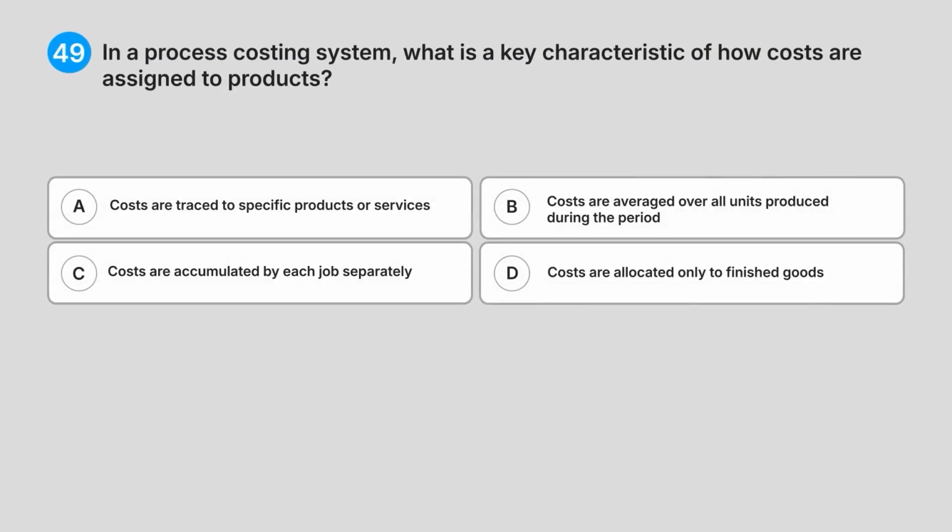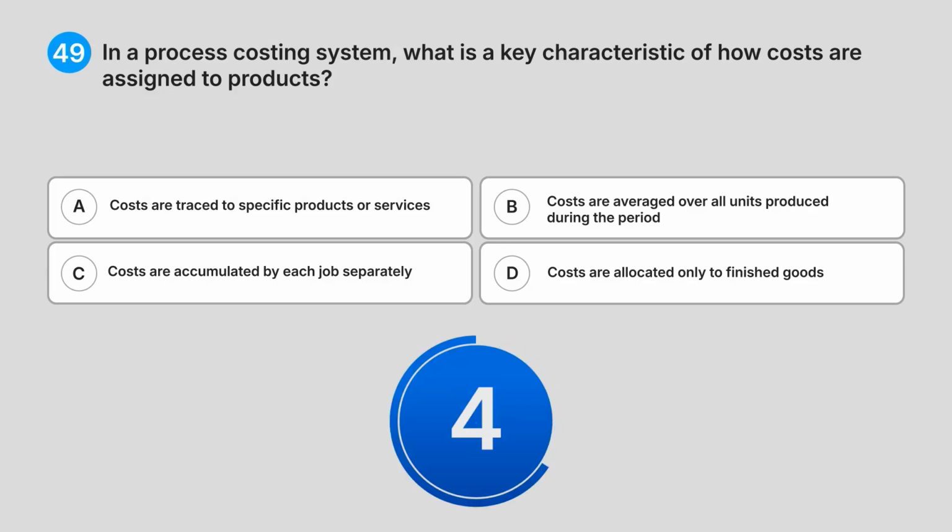49. In a process costing system, what is a key characteristic of how costs are assigned to products? A. Costs are traced to specific products or services. B. Costs are averaged over all units produced during the period. C. Costs are accumulated by each job separately. D. Costs are allocated only to finished goods. Do you know the answer?